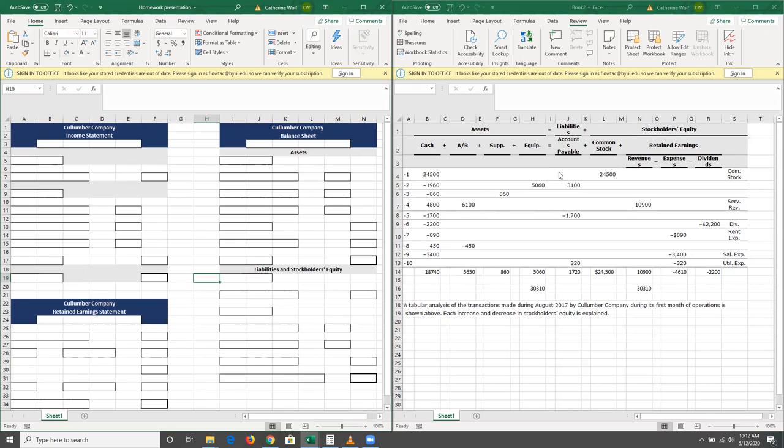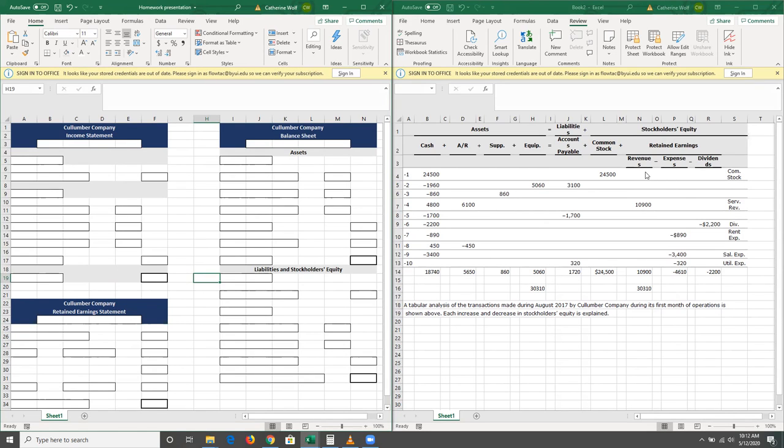And so this is going to be a company. It says a tabular analysis of the transactions made during August 2017 by Columba Company during its first month of operations is shown above. Each increase and decrease in stockholders' equity is explained. And so this is basically a really nice way to see how the assets, the liabilities, and stockholders' equity all line up at the end of the day.